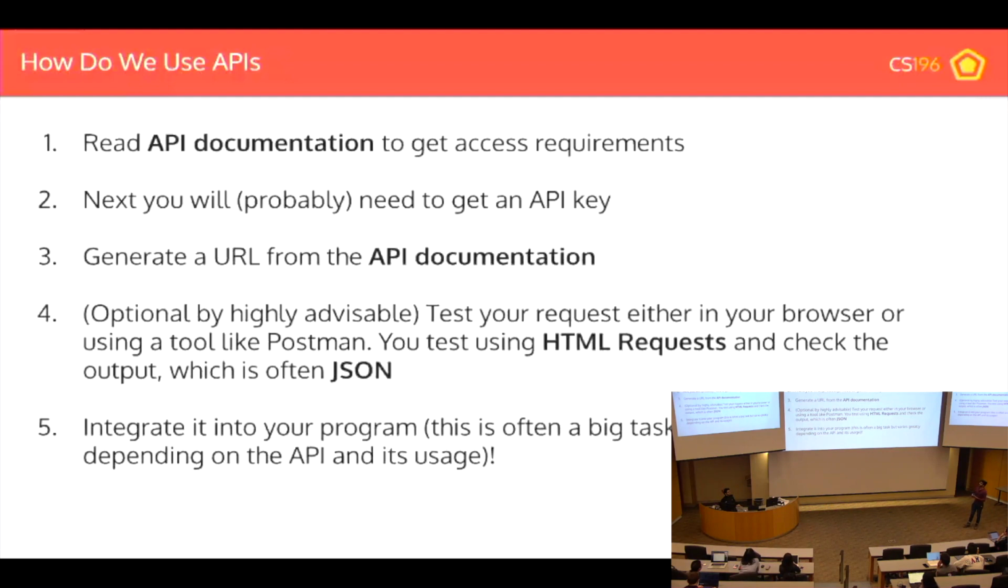Thirdly, you want to generate a URL from the API documentation. So similar to the GET request, we want to have a URL that we can send requests to. So you can find this in the documentation. Next, this is optional but highly advisable: you want to test your request either in your browser or using a tool like Postman. So we're going to use Postman later on. And you test using HTTP requests and check the output, which is often in JSON. That's how we tie everything together.